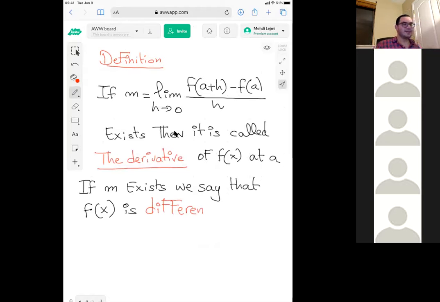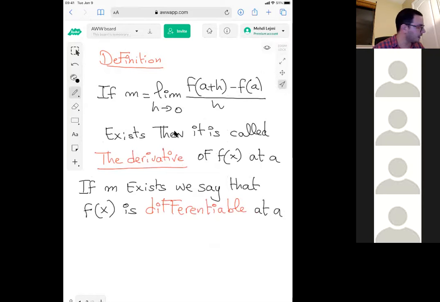So it's like saying f of x is continuous. Now we have f of x differentiable. So f of x is differentiable at a. Right? And of course, we will see examples where the function is not differentiable, right?